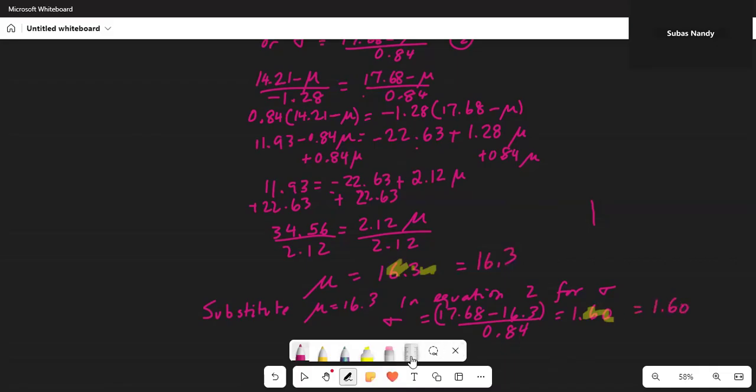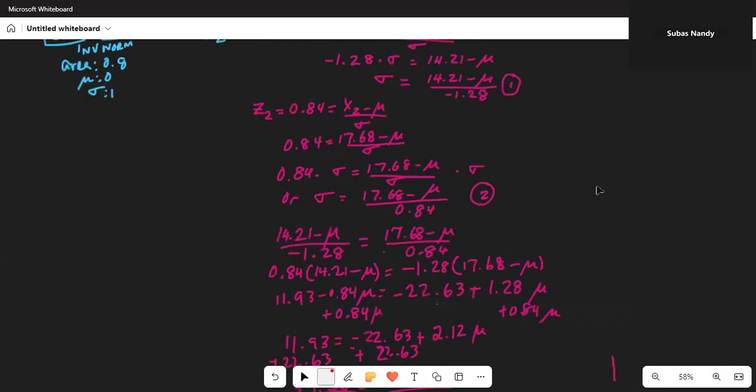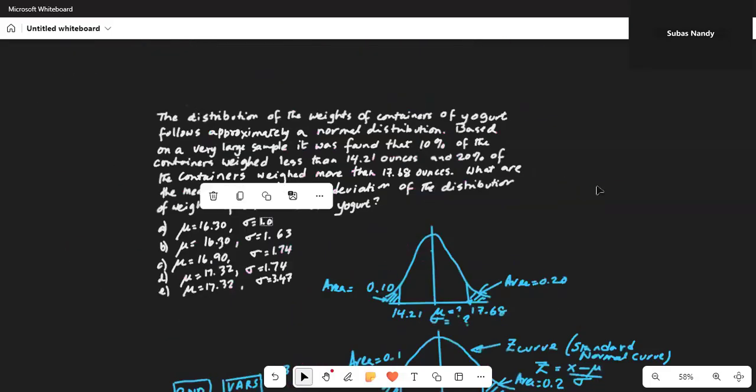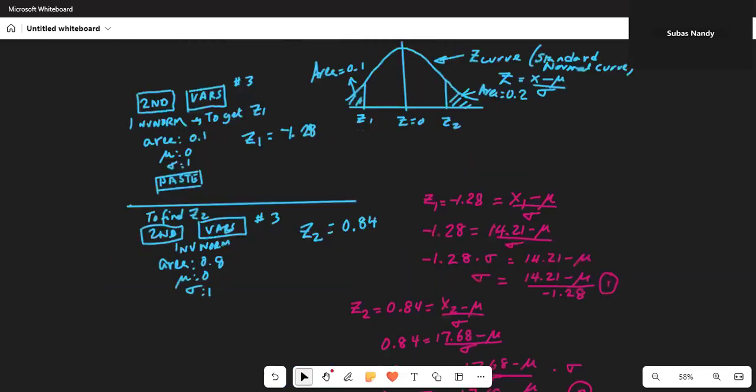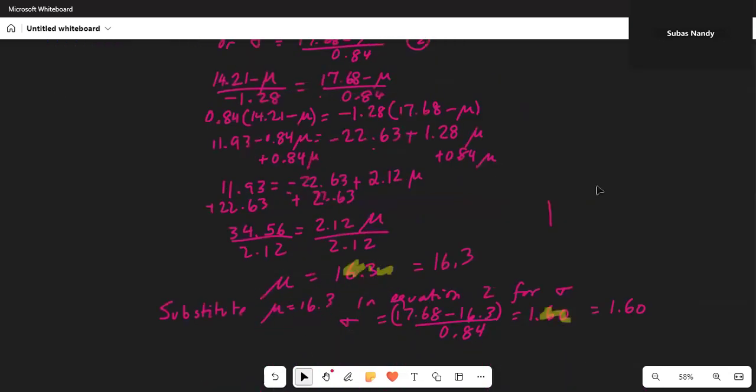Okay, so let's look at the options now. Let's move up and look at the options. So 16.3 and 1.6, the answer is B. This matches, so I write it down, option B is the correct answer.